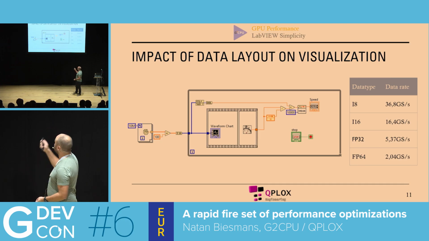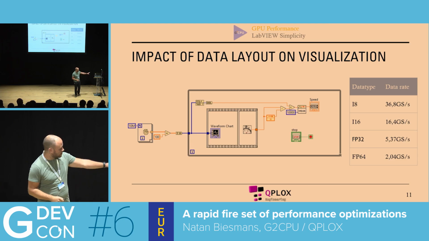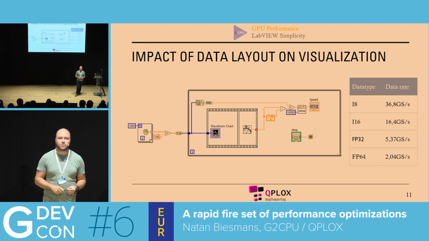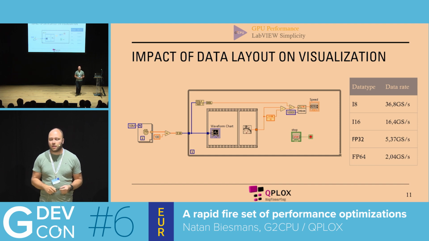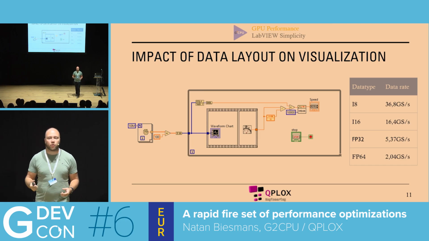If we're showing data at double floating point, we can get about 2 gigasamples a second. That's on this laptop. But if we go to integer 8, we can go to 36.8 gigasamples a second. What does this mean practically? Well, often, if you need floating point, it might be actually beneficial to just say, well, I'm going to represent it as a single floating point and get that performance boost because maybe I don't need that accuracy in visualization.